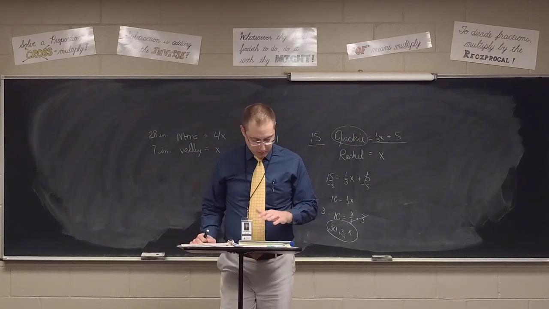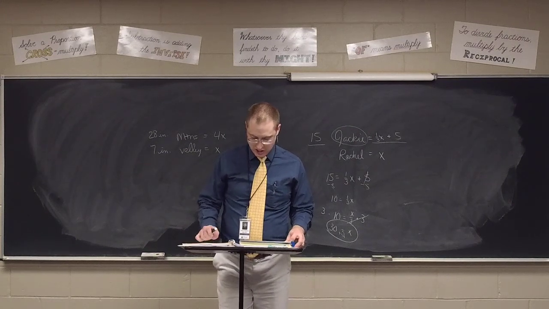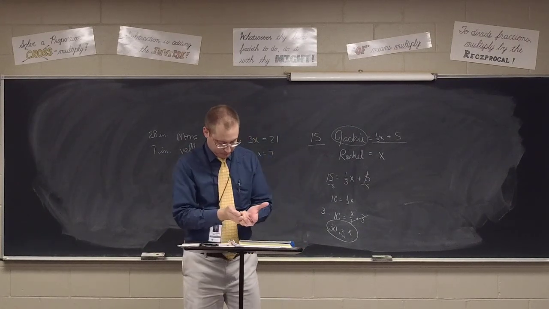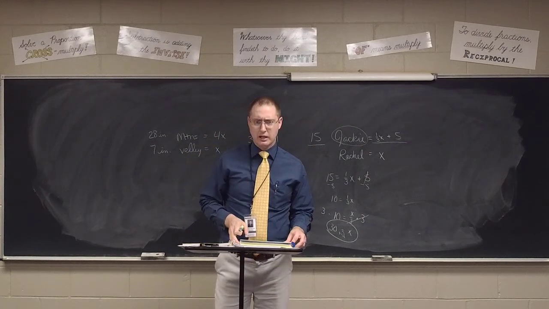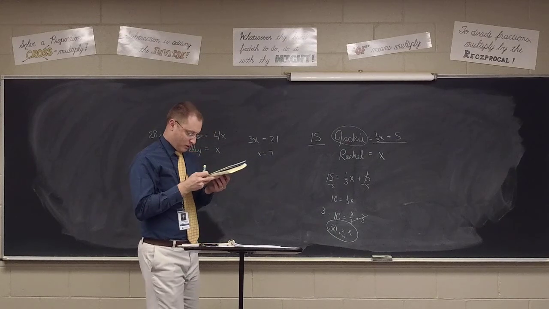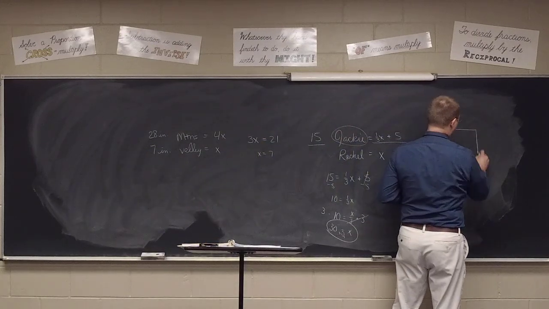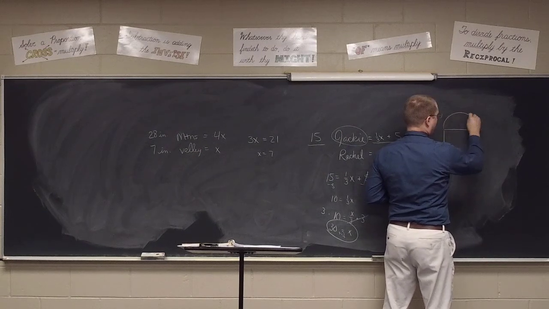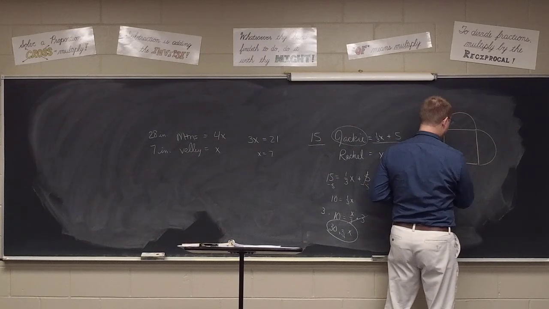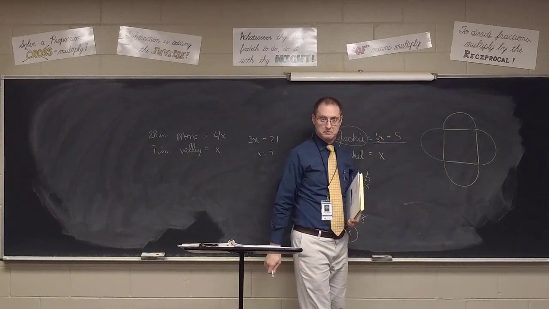The last problem on this part of the homework was number 9, finding the area of the shaded region. Now this one's kind of cool because it's not a polygon. It's a bubbly sort of thing. But hopefully you notice that essentially what you've got going on here is a square with a semicircle, a semicircle, a semicircle, and a semicircle.